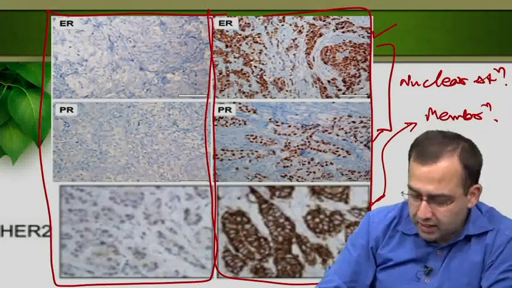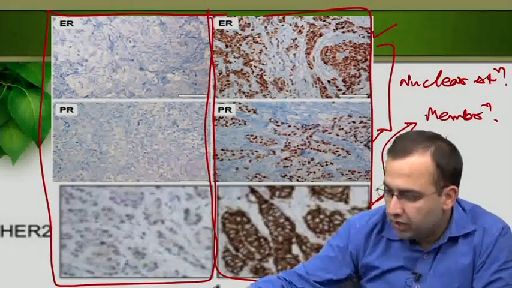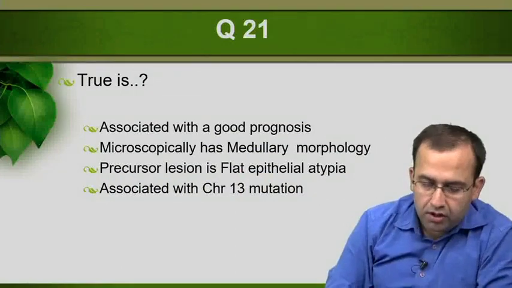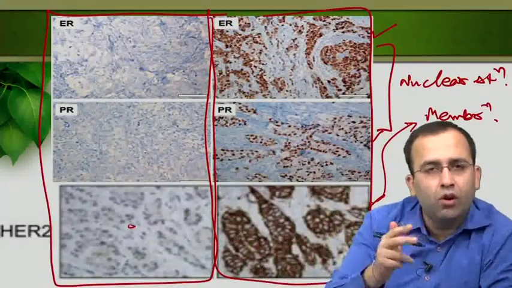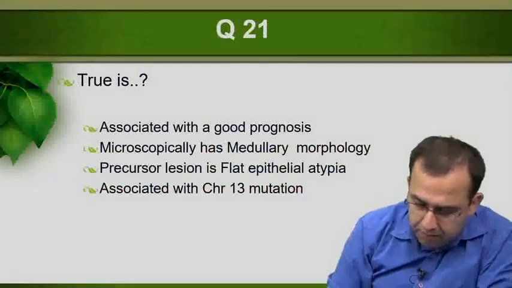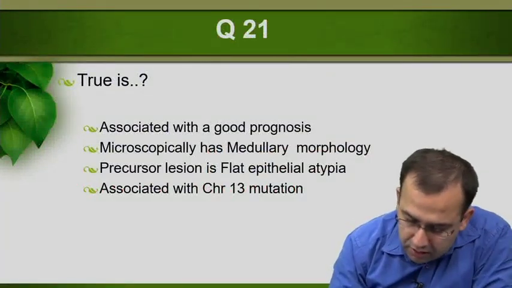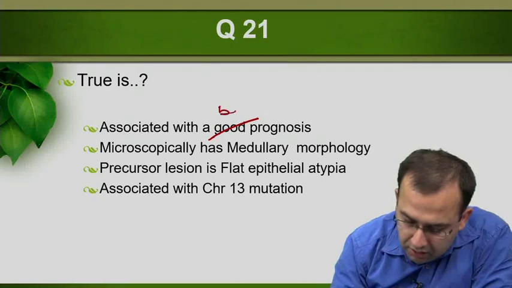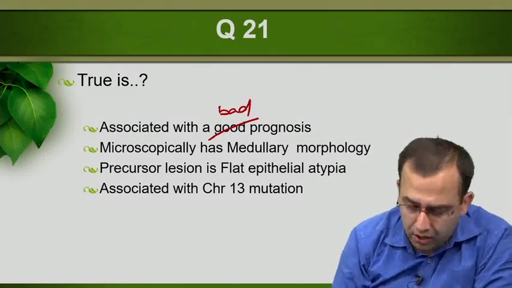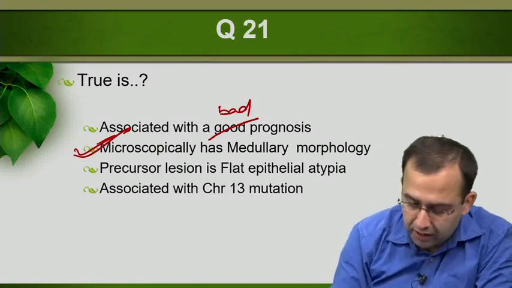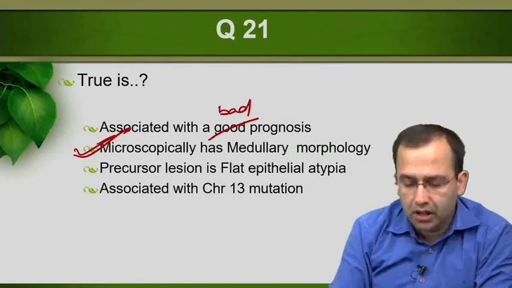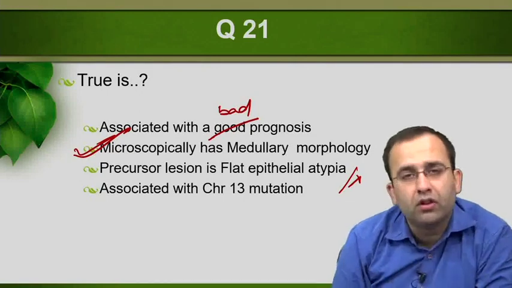So this gets us to question number 21. Question 21. True in triple negative breast cancer. The left side image was given, all were negative. True in triple negative is, it is associated with a bad prognosis, not good. Microscopically has medullary morphology. This is a true fact. Precursor lesion is flat epithelial atypia. No, all this is false.